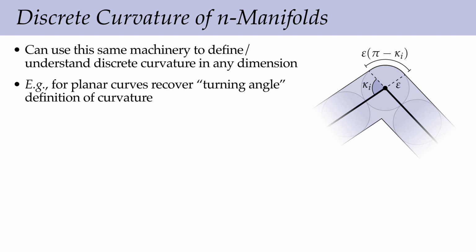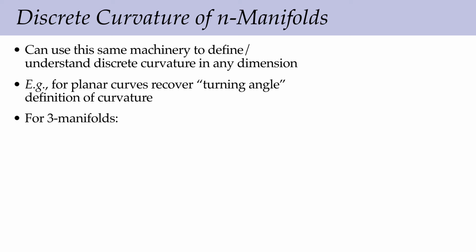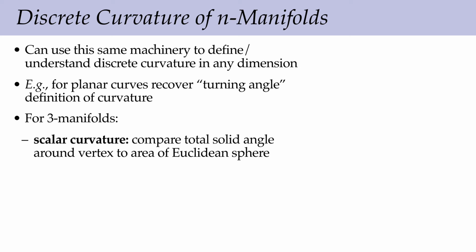If we instead go up in dimension, and think about three manifolds, then we recover discrete analogs of classic notions of curvature for Riemannian manifolds. And these are actually quite difficult to get your head around in the smooth setting, especially because they're so difficult to visualize, but they actually have very easy definitions in the discrete case. So, for instance, the scalar curvature for a three-manifold. What is a discrete three-manifold? It just means I'm gluing together a bunch of tetrahedra, okay?